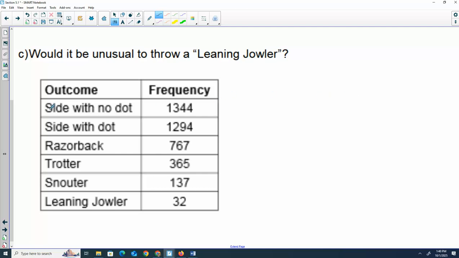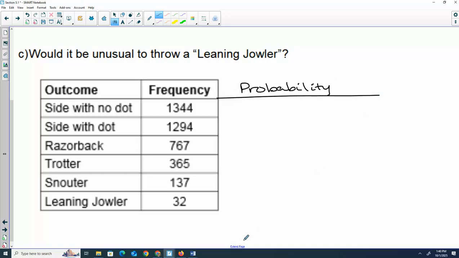Leaning jowler. Yes, it's like if it's landing on its snout with its 3 legs in the air or something. Leaning jowler, that's what they call it. It's a fun game. I enjoyed this. The trotter. So, Razorback. Razorbacks normal.